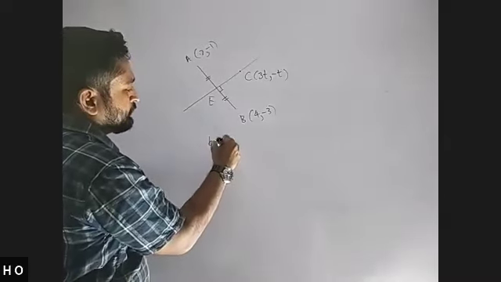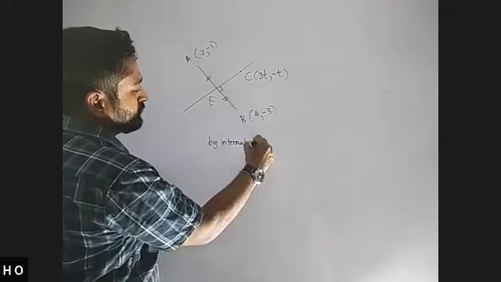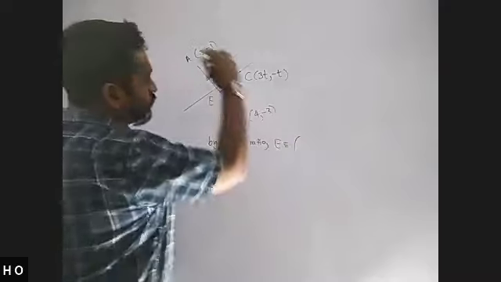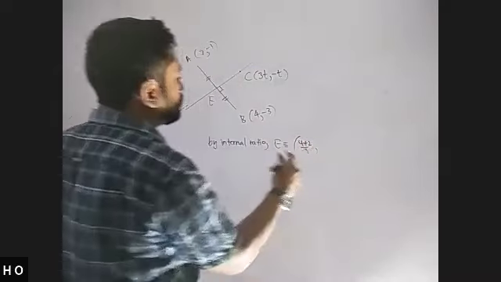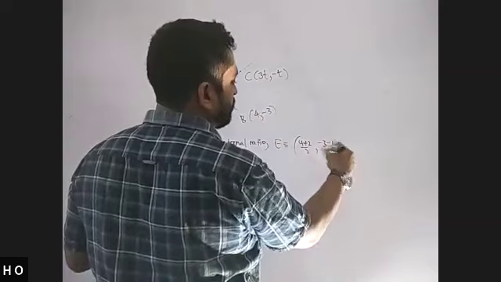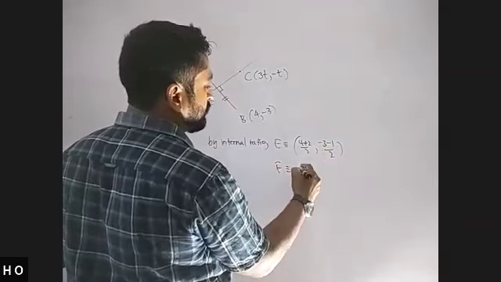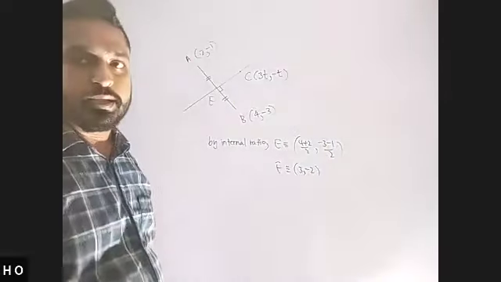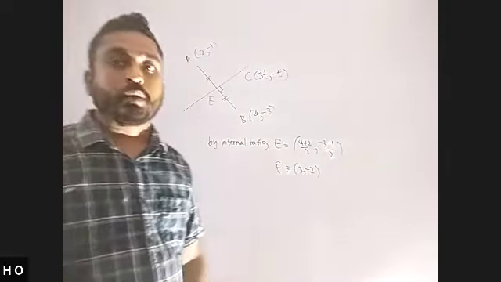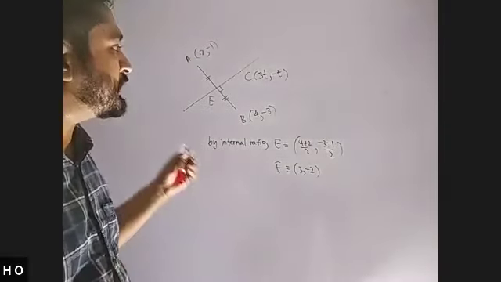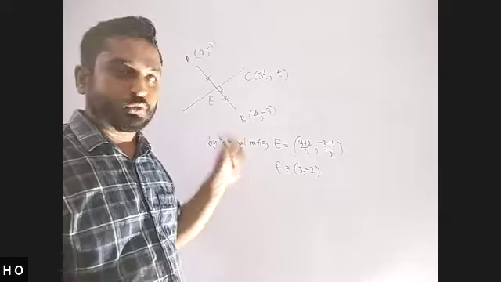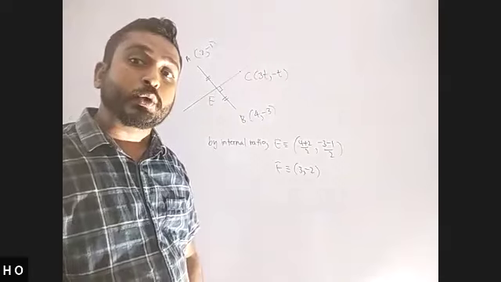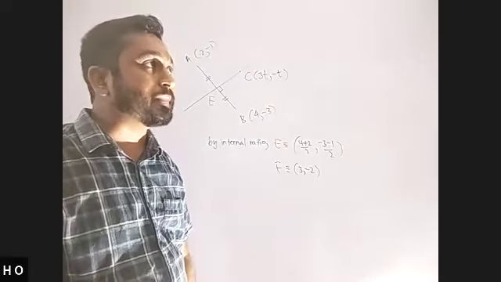You can say by internal ratio, E is going to be (4 plus 2) over 2, and (-3 minus 1) over 2. So E is going to be (3, -2). That is E. Now we used that property as they have given bisector. Bisect means dividing into two equal parts. Perpendicular, we haven't yet used that property.